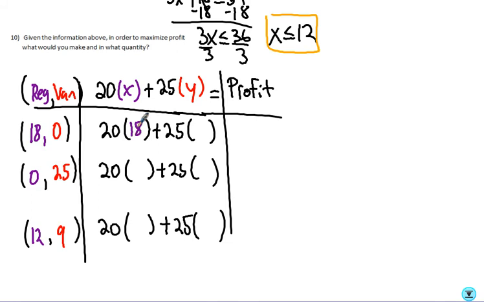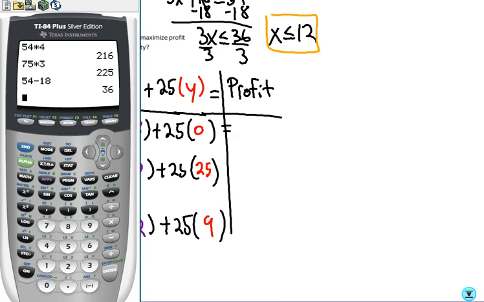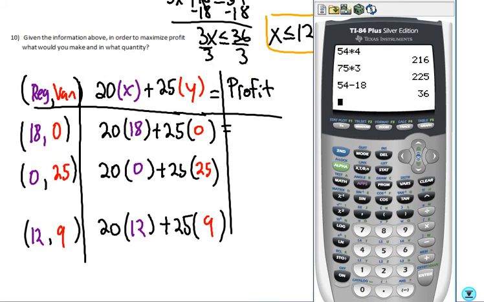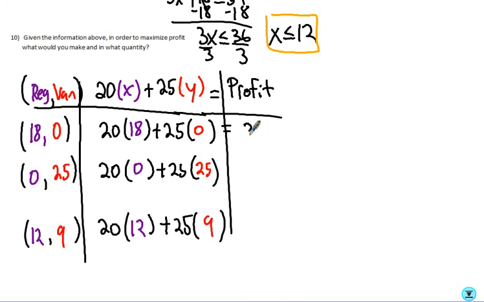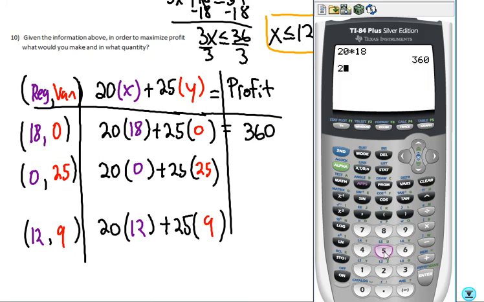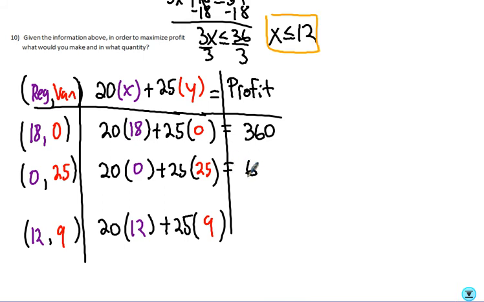So I'm going to say here 18, this is if I do 0, this is if I do 12. And for vanilla, this is if I do 0, if I do 25, and if I do 9. Alright, well, let's just throw that in the calculator and see what we end up getting the most of here. 20 times 18 ends up giving us 360. If we did 25 times 25, that gives us 625. Okay, so that gives us a lot more.